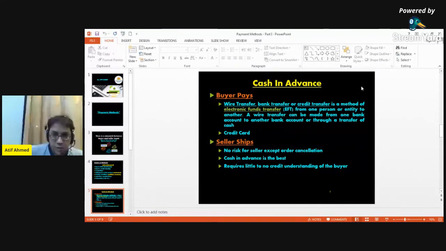Immediately after the payment is made by the buyer, the seller ships the goods. So there is no risk for the seller except order cancellation. Cash in advance is the very best, very easy method. Against this, all the documents can be sent to the customer or buyer directly. No need to involve any bank. It requires little or no credit understanding of the buyer. The bottom line is you have to bring the money back after shipping the material out of any country, right?